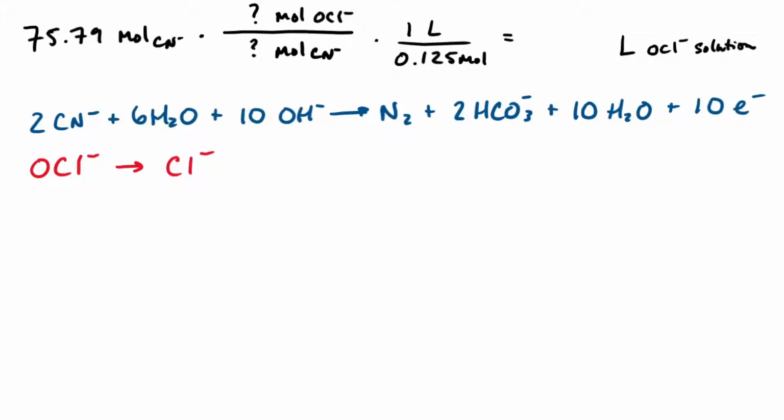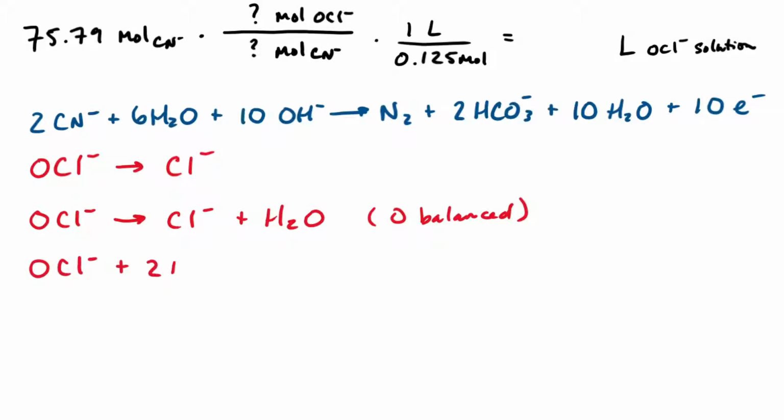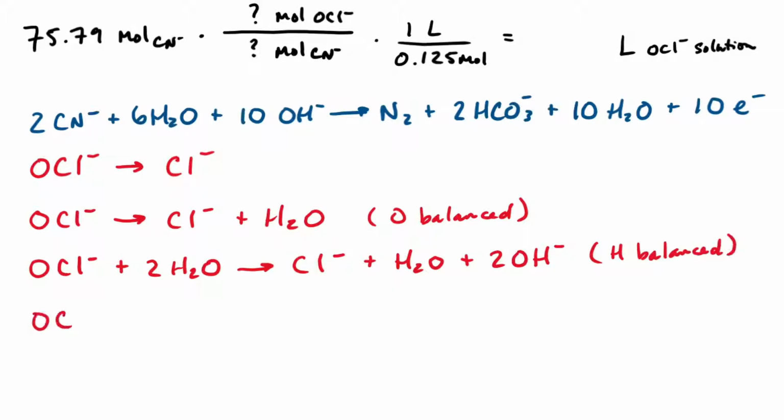The elements other than oxygen and hydrogen are already balanced, so we can move on to balancing oxygen by adding a water molecule. And now that we've introduced hydrogen, we need to counterbalance that with an acid-base pair of water and hydroxide. And we balance the charge by adding electrons to the left-hand side of the reaction, which is what we would want to see for a reduction reaction.